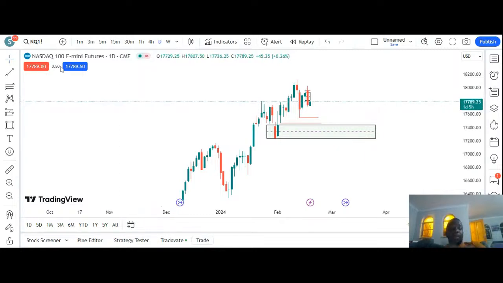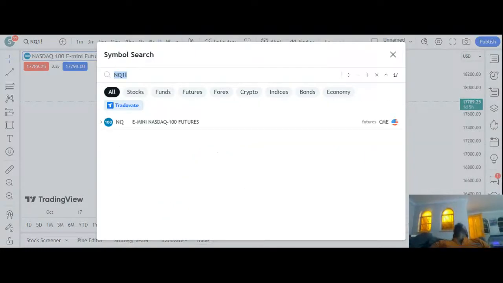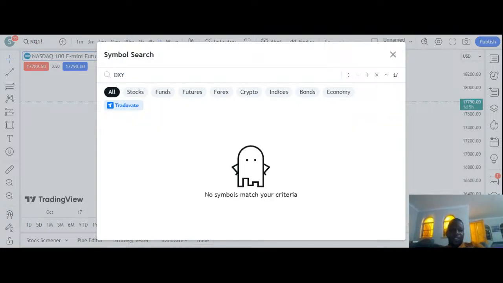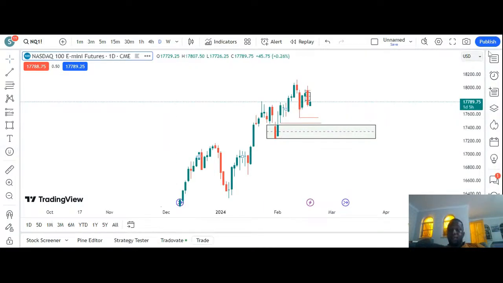Okay, switching over to the DXY, right? This one doesn't want to use DXY. Give me a second. I just need to sign out of this account here. I don't know why it doesn't allow me to. Let's check now. DXY. Here we go.